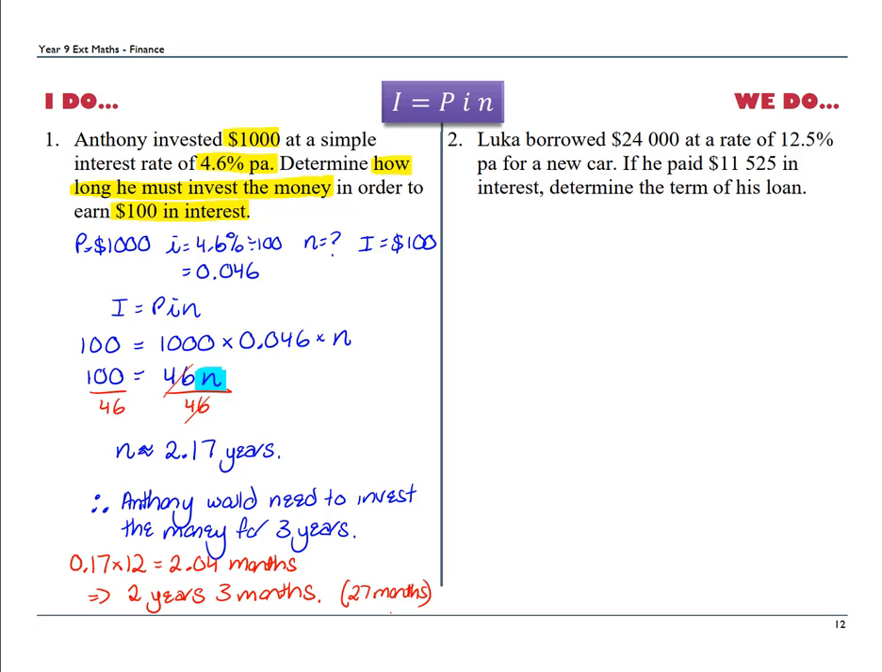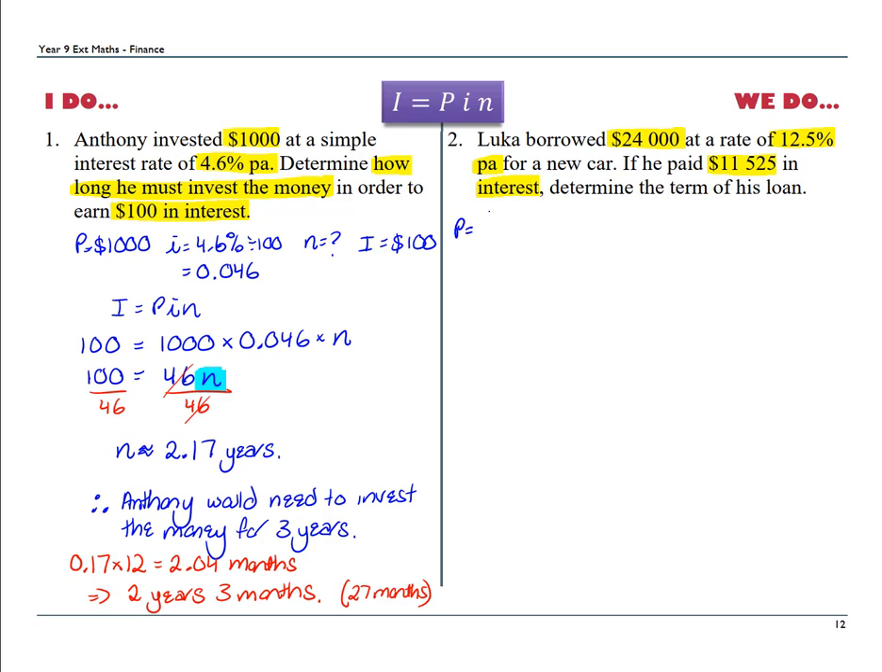Okay, Luca borrowed $24,000 at a rate of 12.5% per annum for a new car. If he paid $11,525 in interest, determine the term of his loan. Now I want you to pause the video and have a go yourself. Okay, let's highlight. Borrowed $24,000, interest rate 12.5% per annum. He paid $11,525 in interest, and we want the term of his loan.